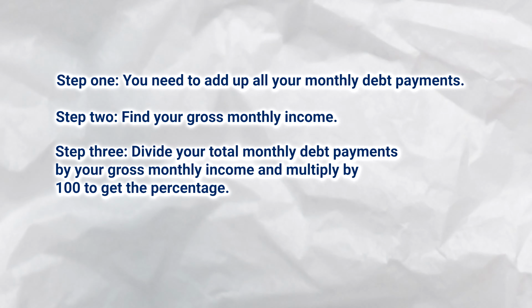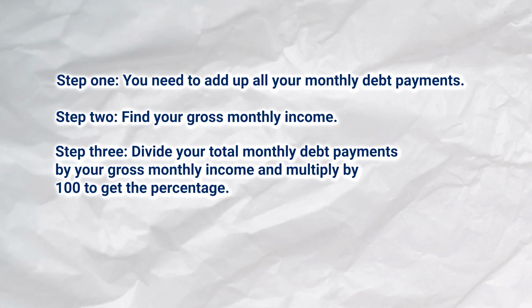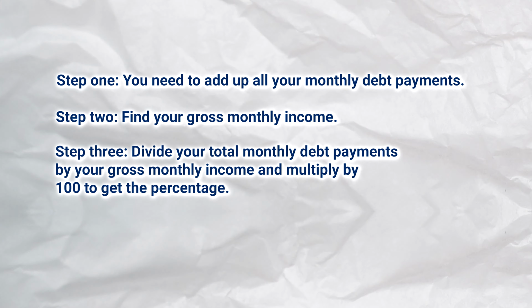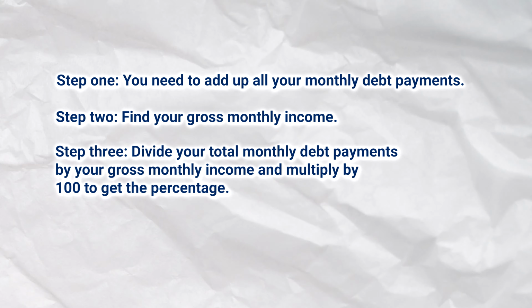Step 3, take your monthly debt payments, divide it by your gross monthly income, and take that times 100 to get a percentage. And that's your DTI.